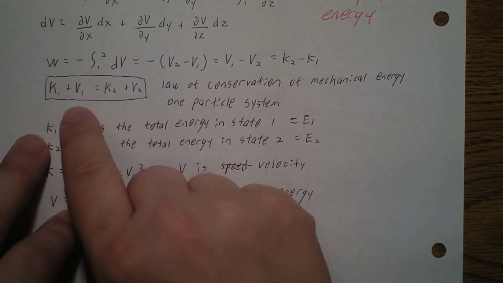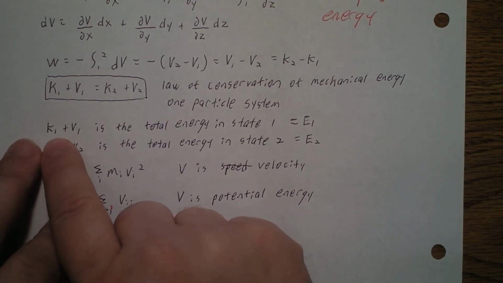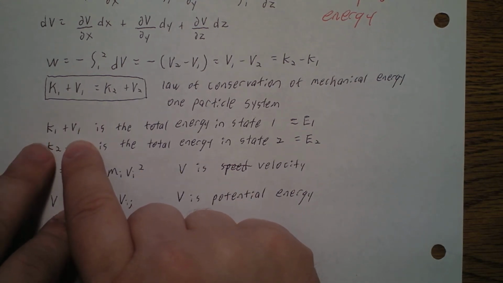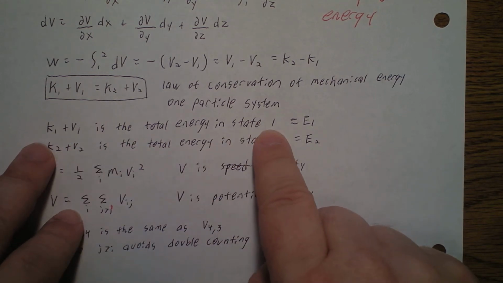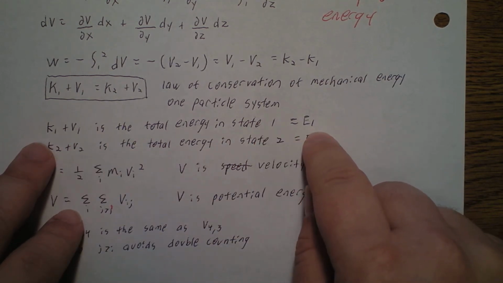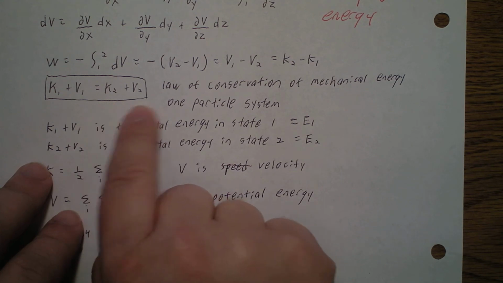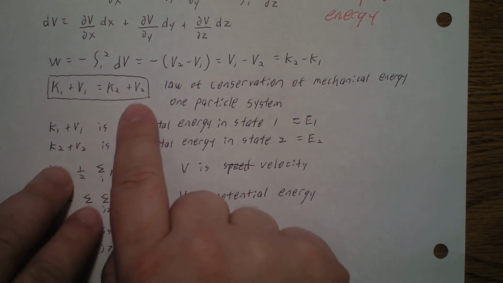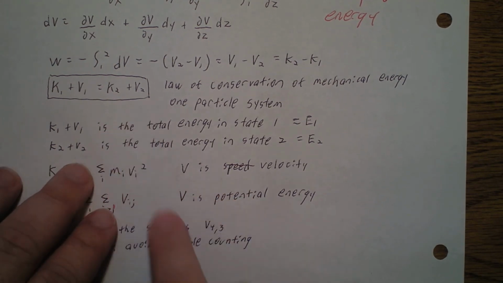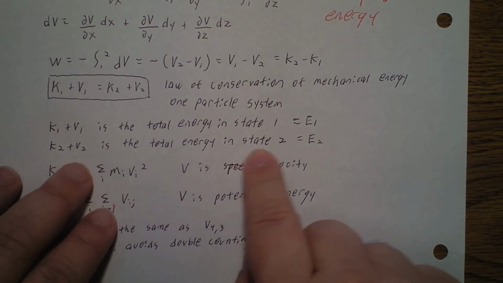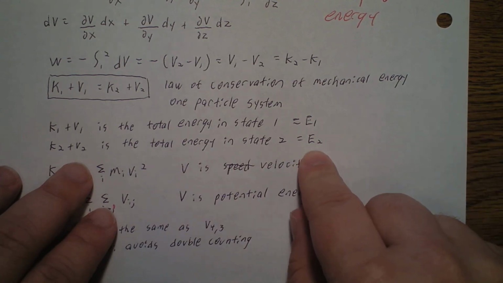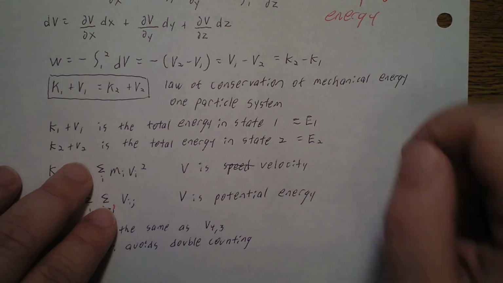So remember, this left side, the kinetic energy at state 1 plus the potential energy at state 1, that's the total energy of state 1. And we just call that capital E subscript 1. And then likewise, this right side, the kinetic energy at state 2 plus the potential energy at state 2, that's the total energy in state 2. And we're going to abbreviate that capital E subscript 2.